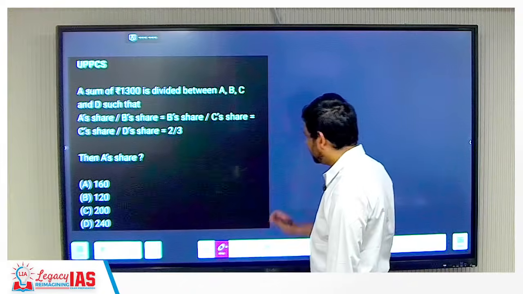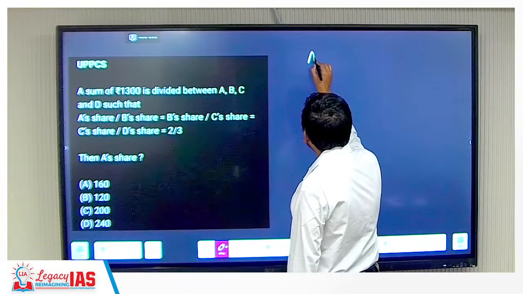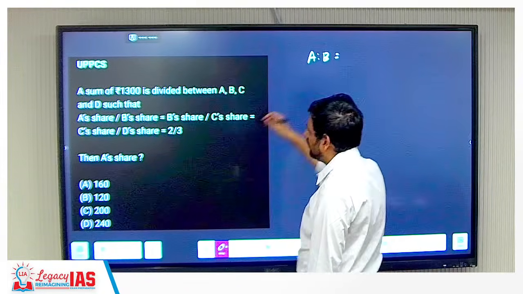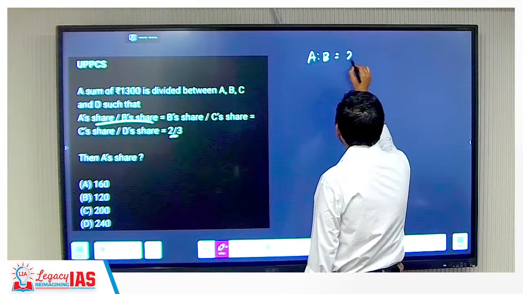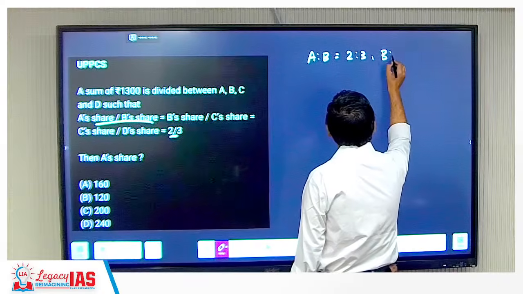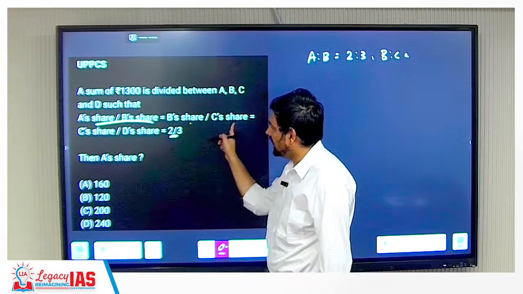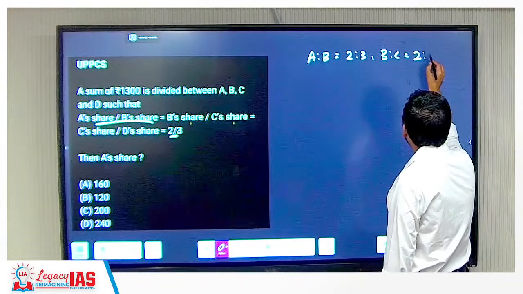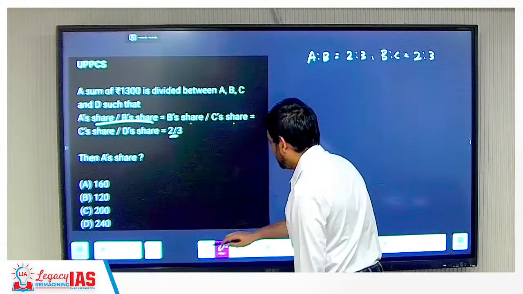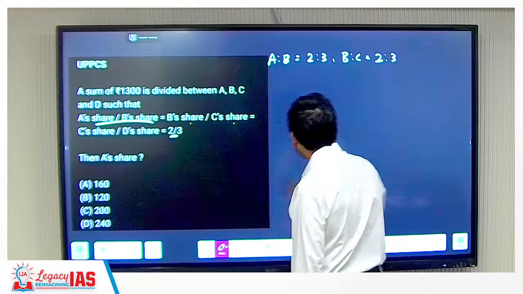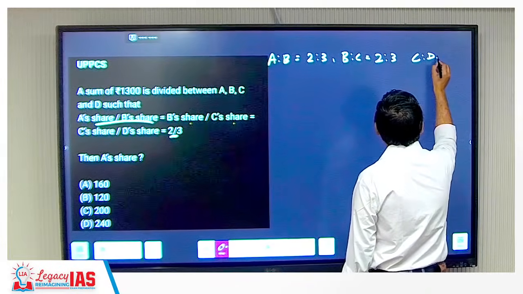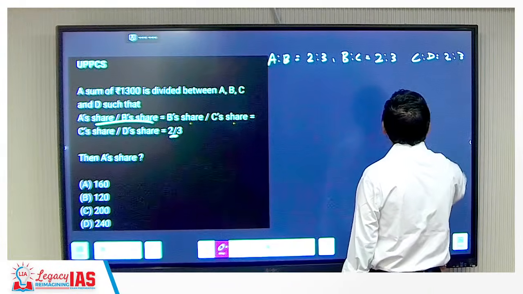Okay, so what will you do? According to the question, A by B is equal to what? 2 by 3. So this is 2:3. Then, according to the question, B by C is also 2 by 3. And similarly, C by D is also 2:3.